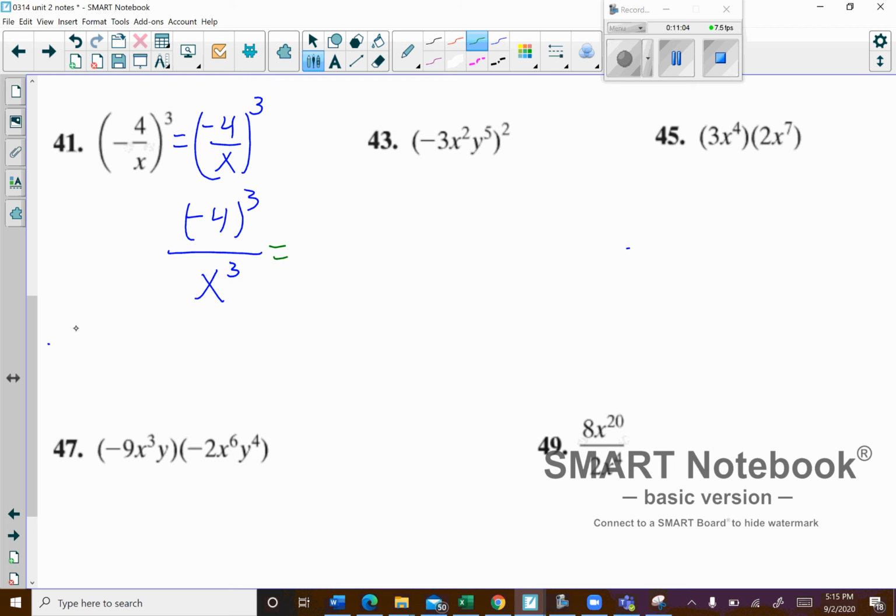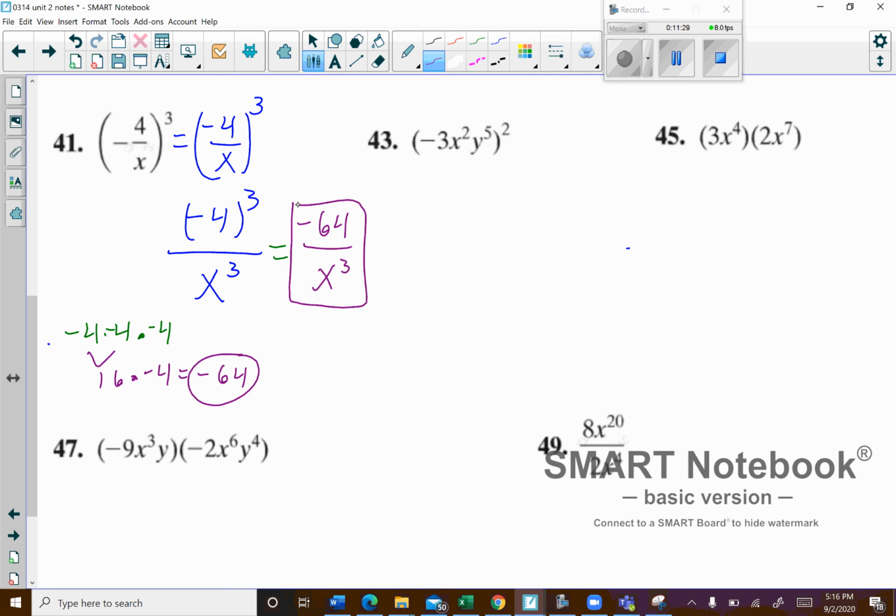Now, negative 4 to the third power is negative 4 times negative 4 times negative 4. And negative times a negative, that's positive 16. And then times negative 4 would be negative 64. So that's going to be my numerator, negative 64. And then x to the third power, well, that's just going to be x to the third power. And that's my answer.